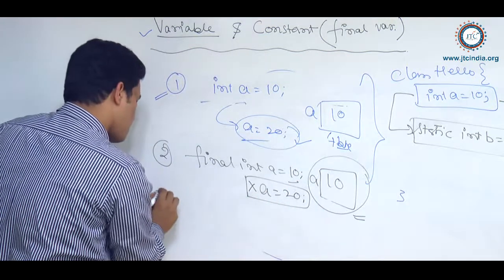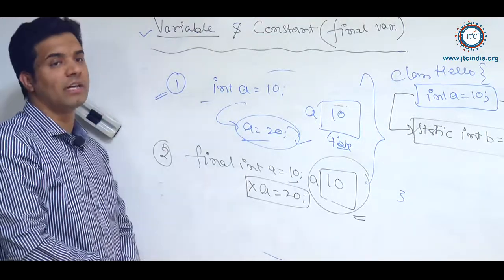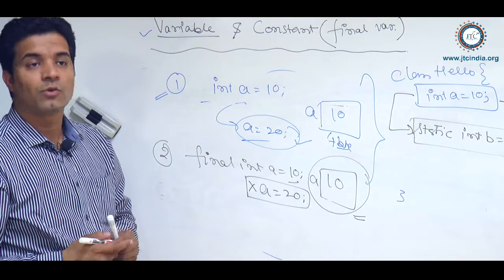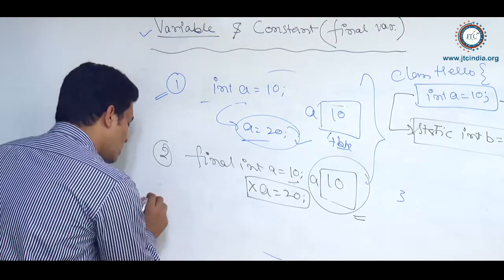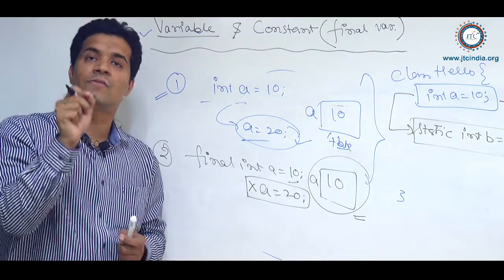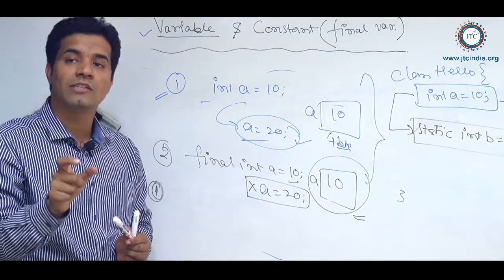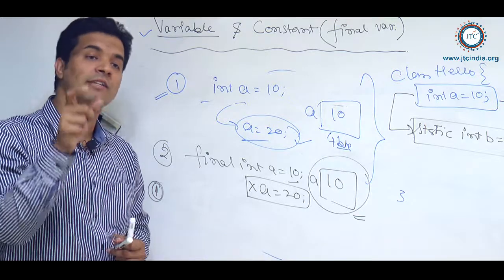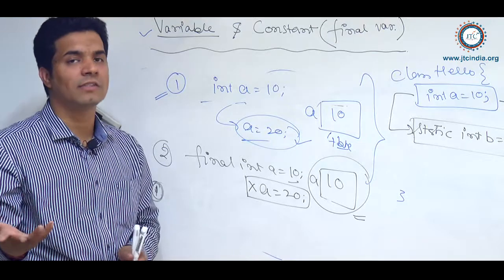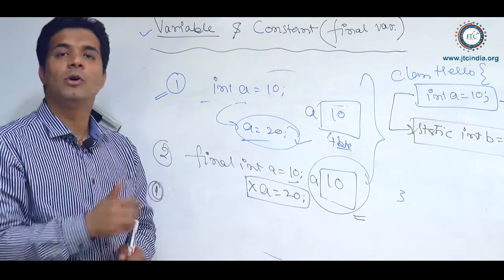For this variable a, in this memory location, we can't change it. Now there could be one question. All of you think about this question: is it necessary to initialize the final variable, or the static final variable, at the time of declaration? Can we leave final variables like this itself without initializing them? So think about this question.